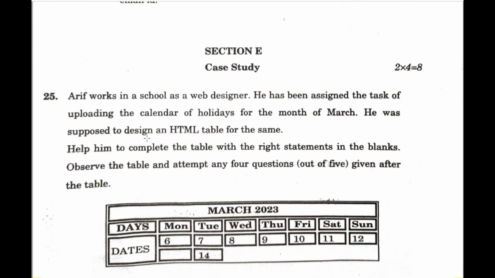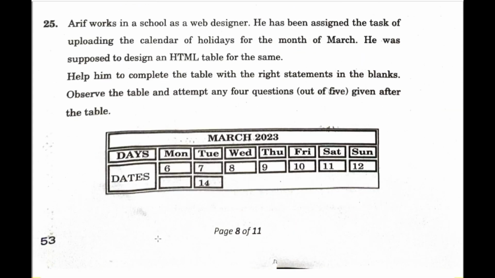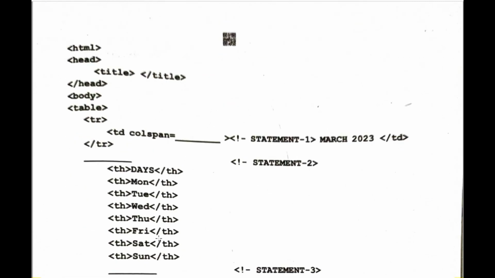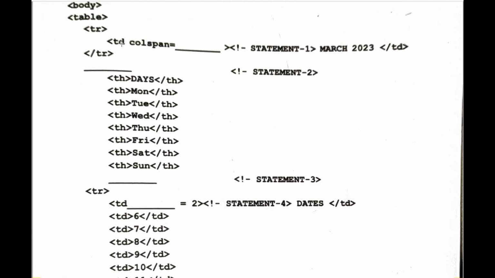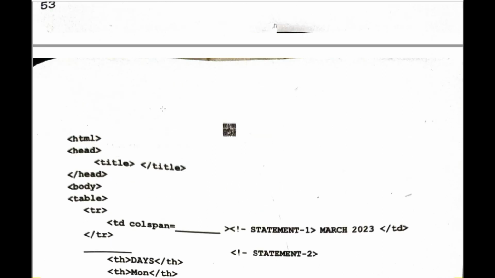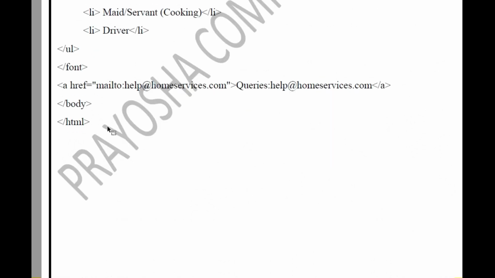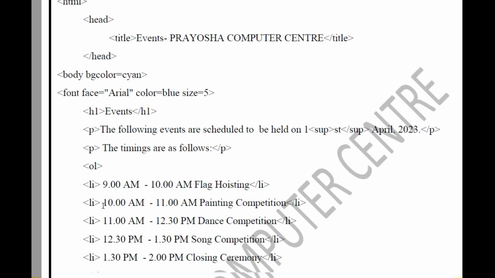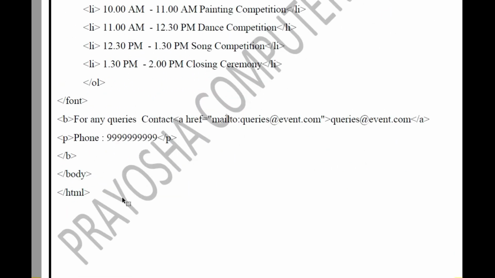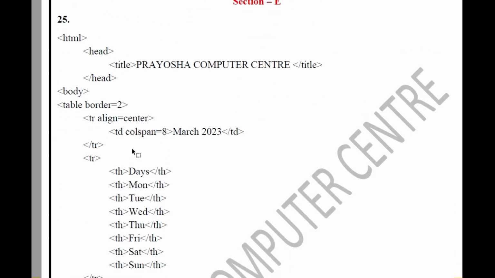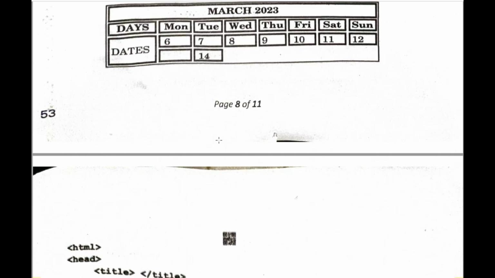Now section E. In that section they have given us a table, and we have to follow some rules. The first question is to complete this td colspan equals to blank. So here we have to see how many columns there are. 1, 2, 3, 4, 5, 6, 7 and 8. So 8 columns are there. So we have to write colspan equals to 8, so that it will merge the entire thing.